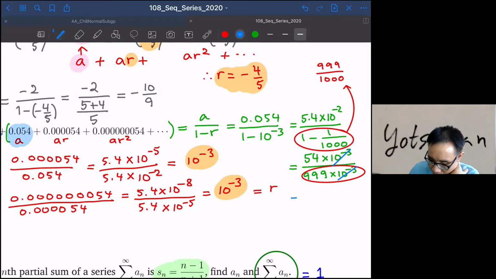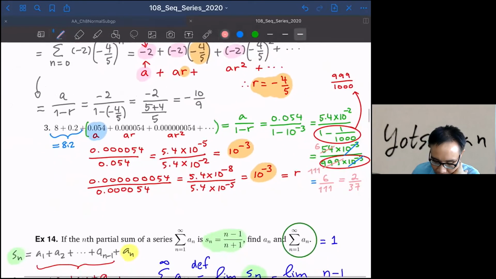So it's going to be 54 over 999, and you can cancel by 9. So 54 over 9 is 6, and 999 over 9 is 111. So it's going to be 6 over 111, and you can divide by 3, so it's going to be 2 over 37. Okay, so this one is going to be 8.2 plus 2 over 37.